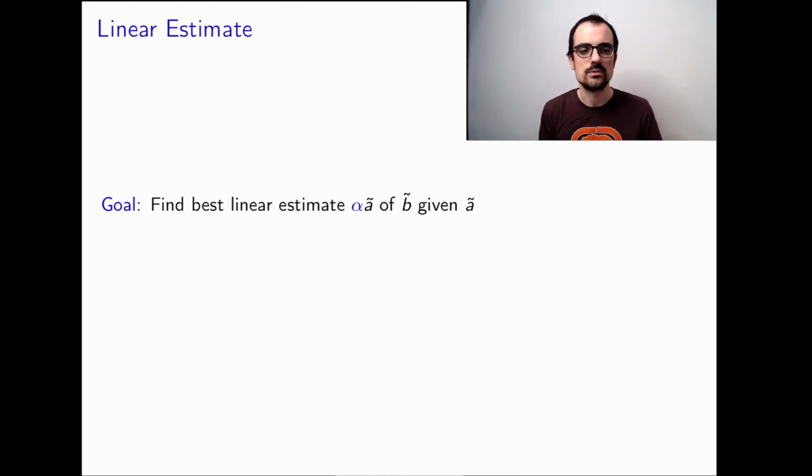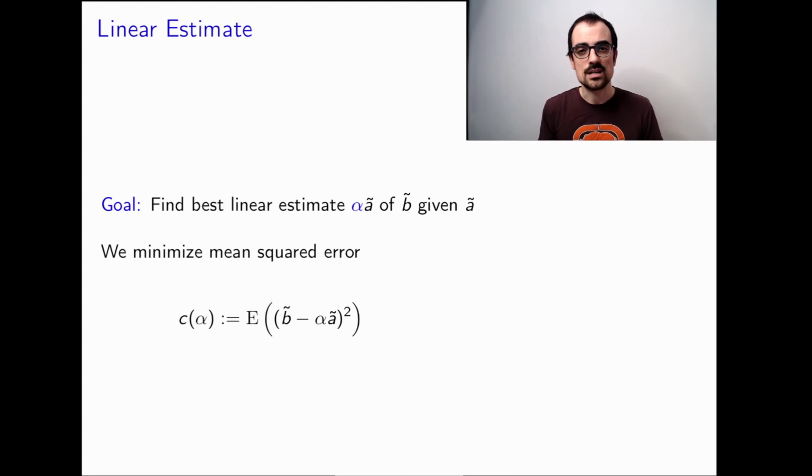Okay, so our goal is to find the best linear estimate alpha A of B given A. This alpha here is just a constant scaling factor that we're going to apply to A in order to approximate B. We're going to use mean squared error as our metric to determine how good this approximation is. As we have explained previously in the course, the mean squared error is a reasonable distance between random variables. Okay, so again, we have B minus this constant times A. We take the square. We want to minimize the expected value of that.